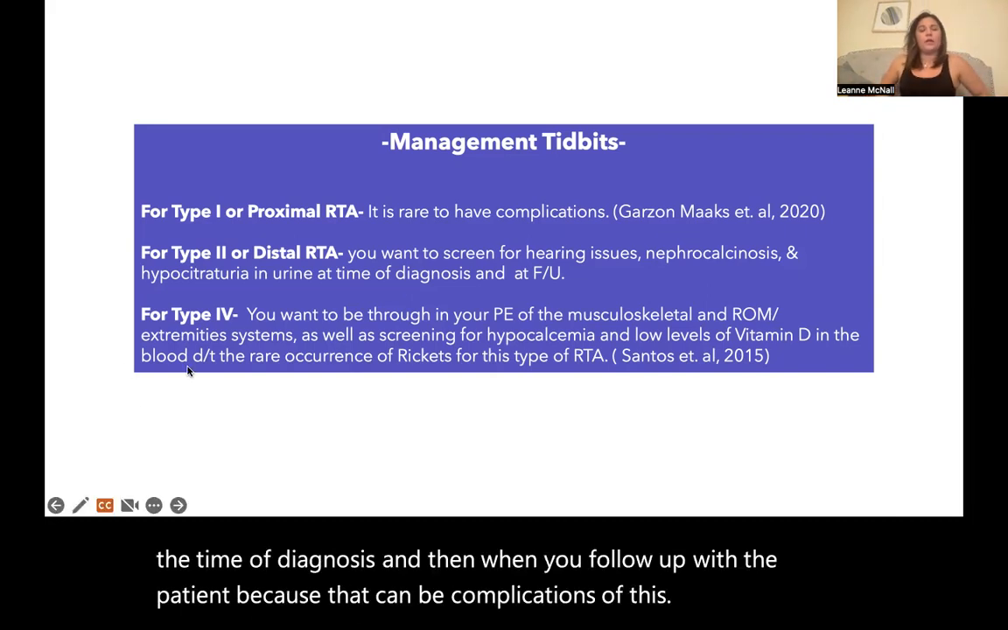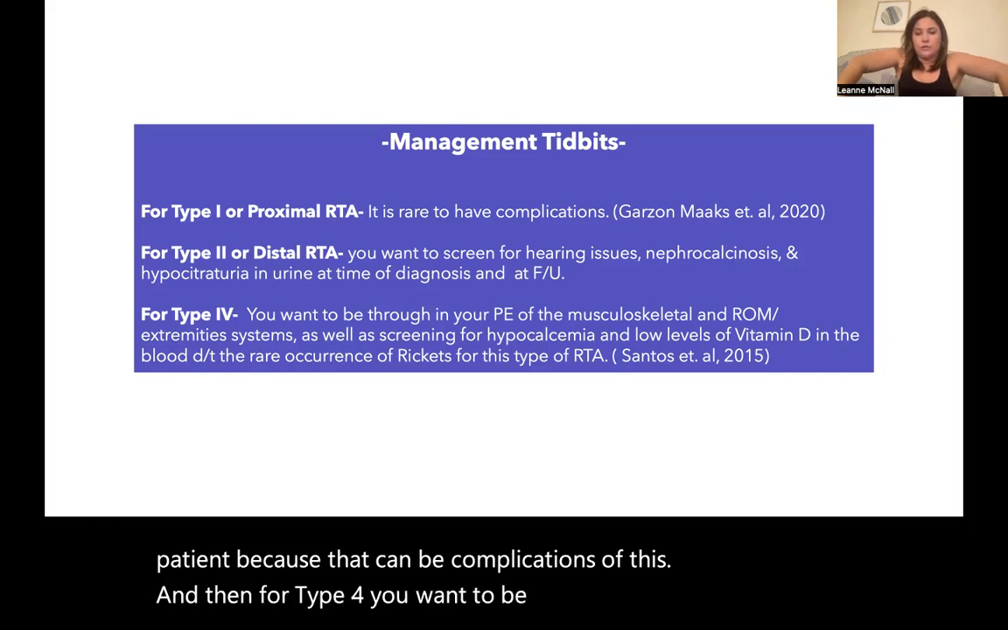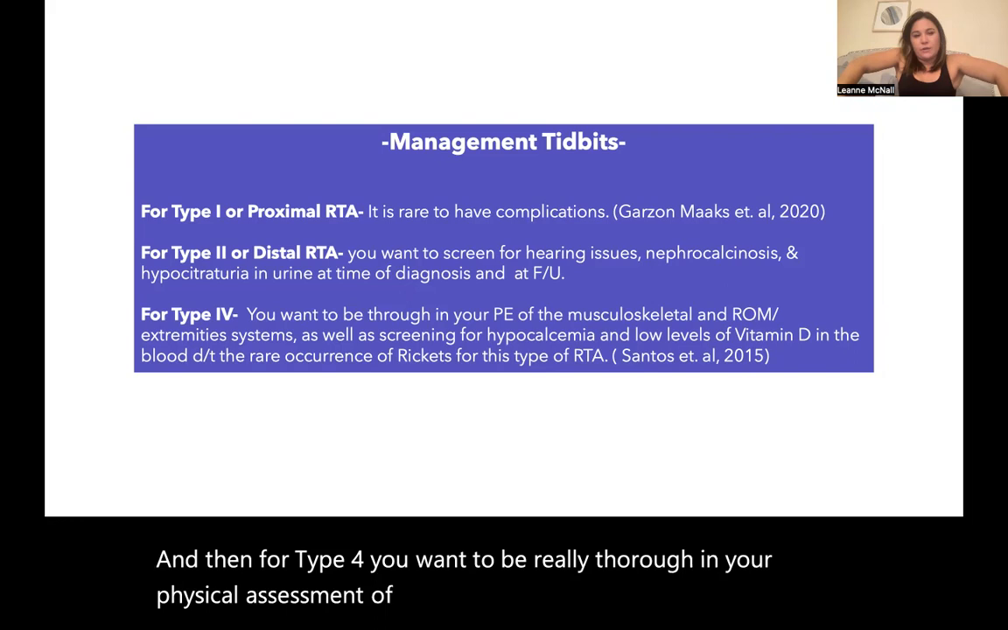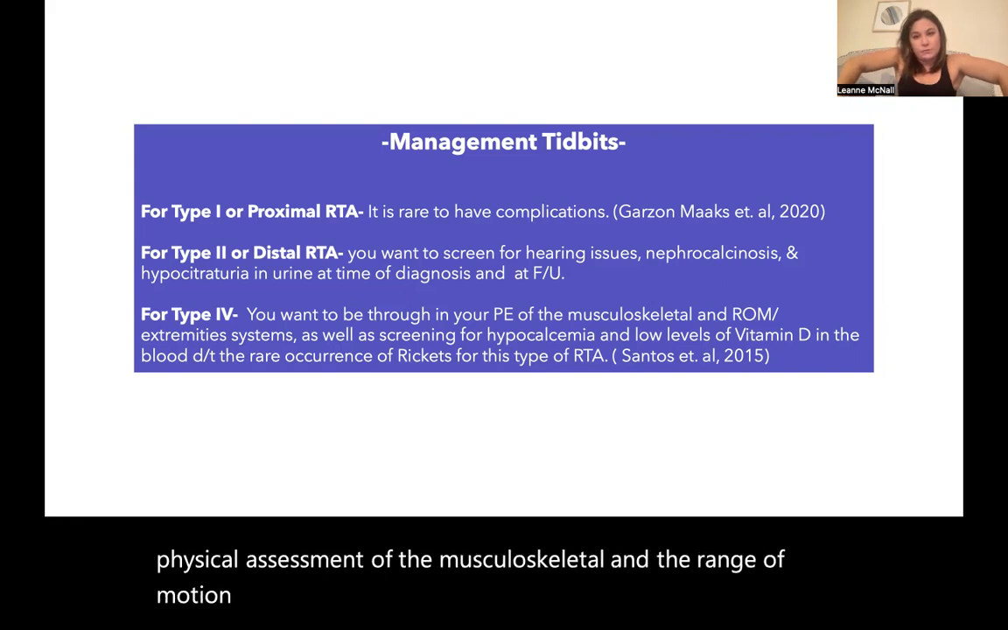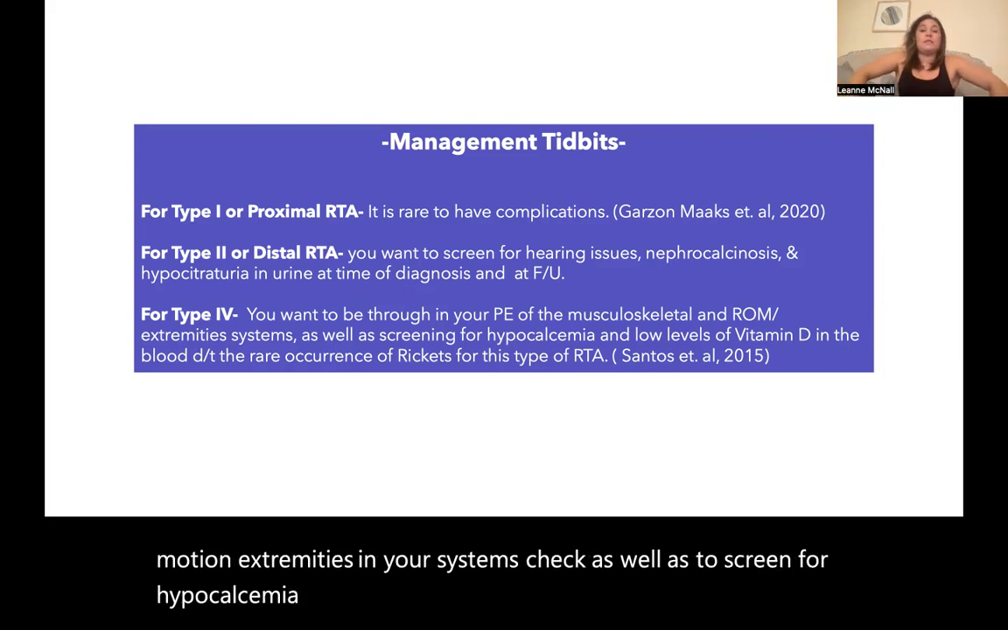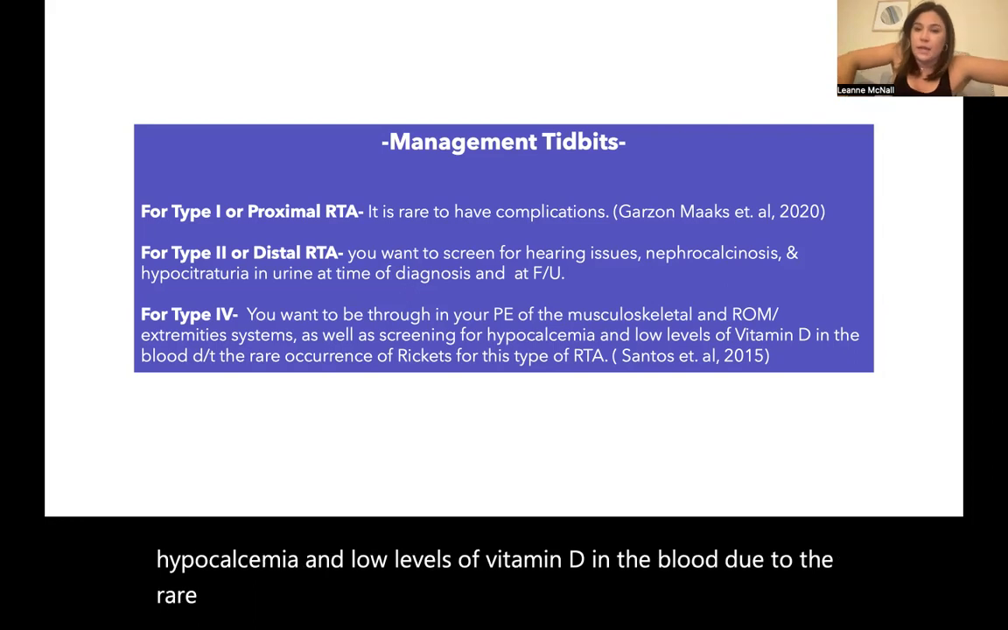And then for type 4, you want to be really thorough in your physical assessment of the musculoskeletal system and the range of motion of the extremities in your systems check, as well as screen for hypocalcemia and low levels of vitamin D in the blood due to the rare occurrence of rickets that can happen with this subtype of RTA.